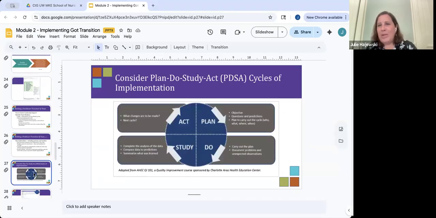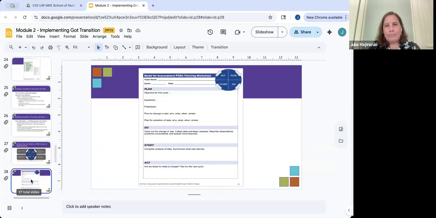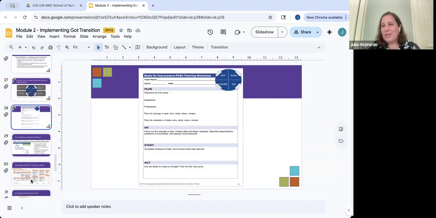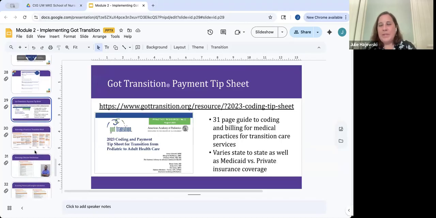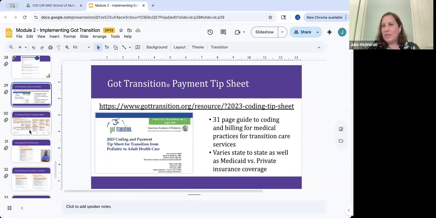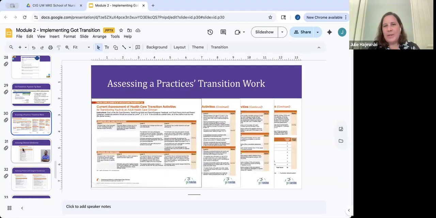This is a picture of that plan, do, study, act cycles for QI. Again, this comes directly from that workbook. Here is that worksheet to look at each step of that, outlining, okay, what are we going to do next? How did we implement it? What happened? And coming back to those plan, do, study, act cycles. They do have a payment tip sheet available. So know that that's there on Got Transition if you're thinking about how you're going to code this and charge for it within your clinic visits.